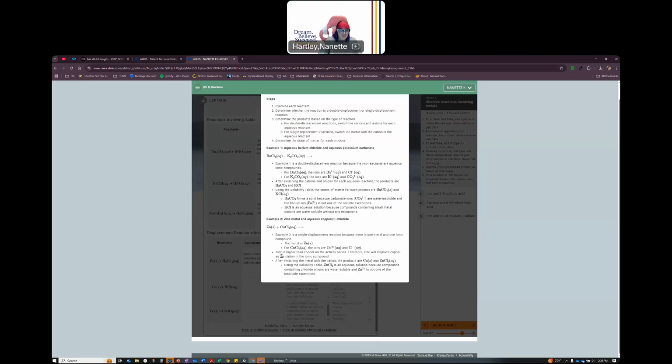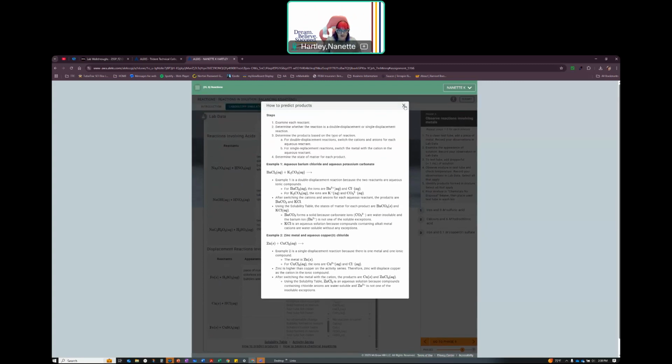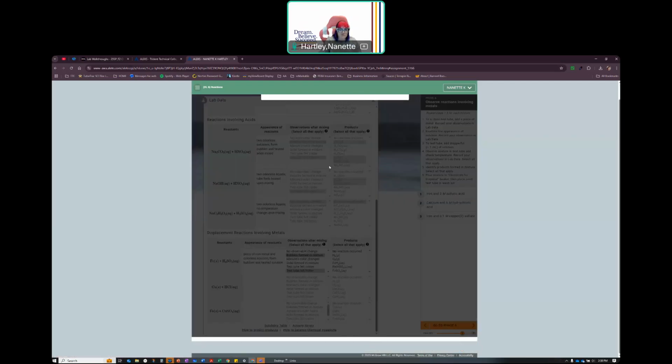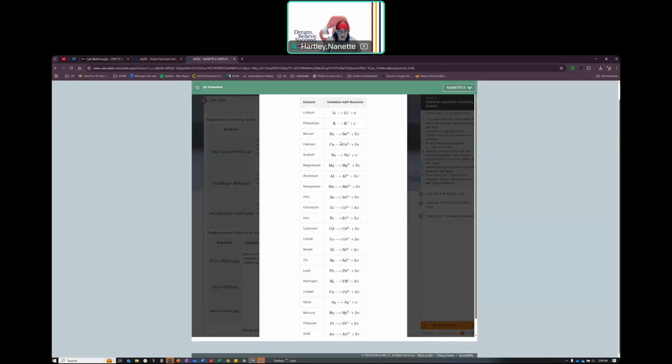It says that the zinc is higher than copper on the activity series. Therefore, the zinc will displace copper. So we're going to switch the metal with the cation. Now, when we looked at that activity series, we see that Fe and H are the two we want to compare. Where is the Fe? Fe is higher than H, and so there should be a replacement there.